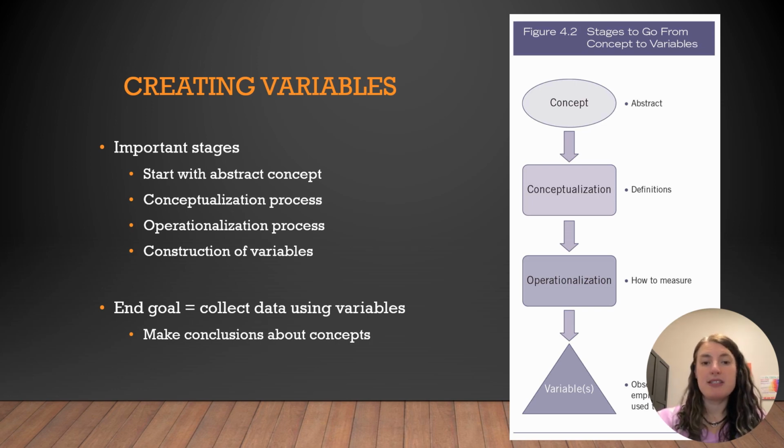The thing I love about this graphic is that it summarizes the process so well. You start with your abstract concept, something you have the mental image of, but you don't know how to fully describe it to someone else yet. So what you first do is you conceptualize the concept, meaning you focus on defining that concept. Then you operationalize the concept, meaning you focus on how to measure the concept. That leads you to develop one or more variables, which you can then use to gather the data you need to make conclusions about the concept itself.